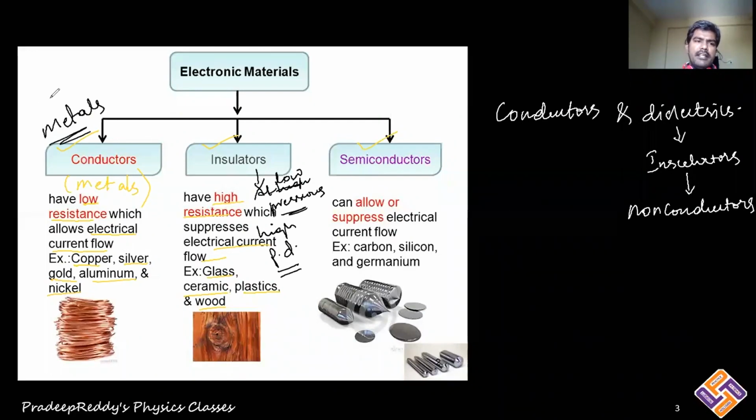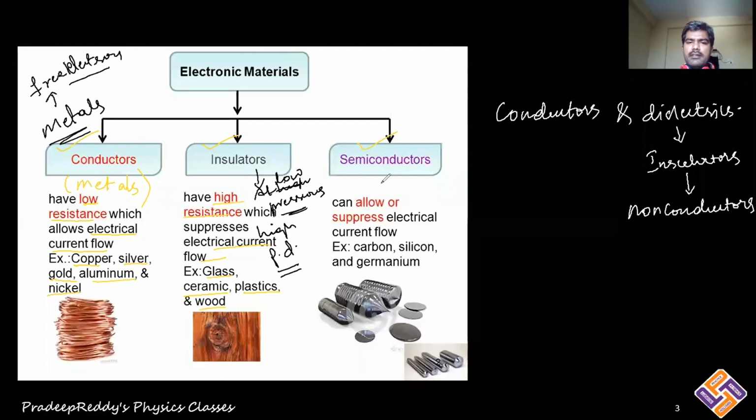In the case of metals, there will be free electrons. Metals are inbuilt with metallic bonding. In metallic bonding, there will be free electrons, and there are ions possible in conductors. We will discuss that in the coming sessions.